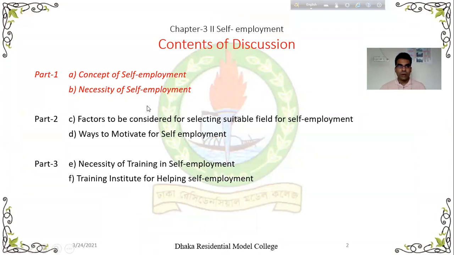This is not such a big chapter, but we have to take 3 classes to complete it. Part 1: concept of self-employment, and necessity of self-employment. Part 2: factors to be considered for selecting a suitable field for self-employment, and ways to motivate for self-employment. In the third part, on the third day: necessity of training in self-employment and training institutes for helping self-employment. These are the topics of this chapter. What will be the benefit of learning this chapter? You will see in the next 3 classes.